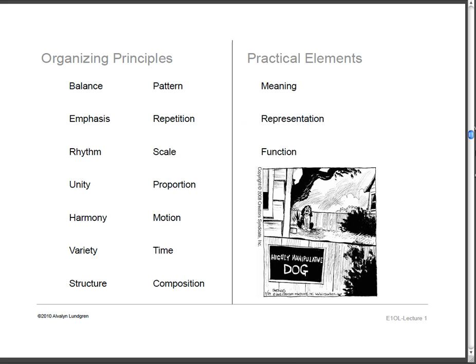And then I won't go into a lot of detail right now about these because we will get to them as we go, but there's organizing principles which include balance and pattern and scale and harmony and time and motion and so forth. And these all come into play as we relate forms to each other. And these are kind of big picture ideas. Then there's practical elements, which include meaning, representation, and function.